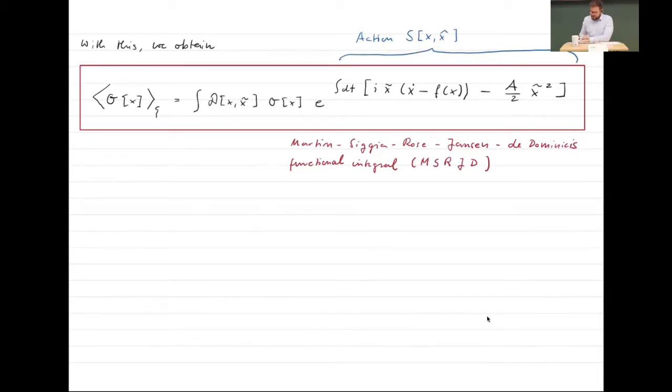That's the Martin-Siggia-Rose, or MSRJD, functional integral, and it allows us to really write a field theory for stochastic processes. So here our x's are not fields yet. Now they're trajectories. They don't have a space component, they don't have spatial dimensions. But as you will see later, the structure of a real spatial field, the integrals, will look very similar.